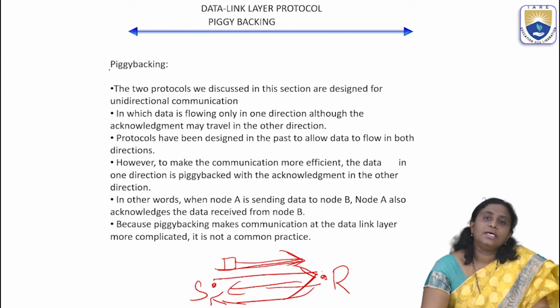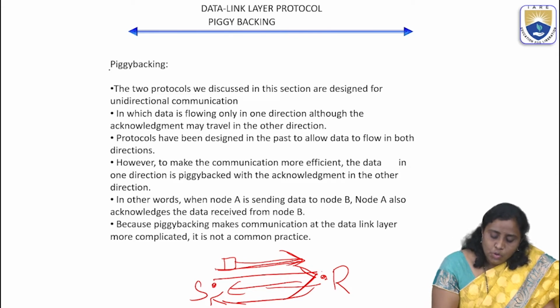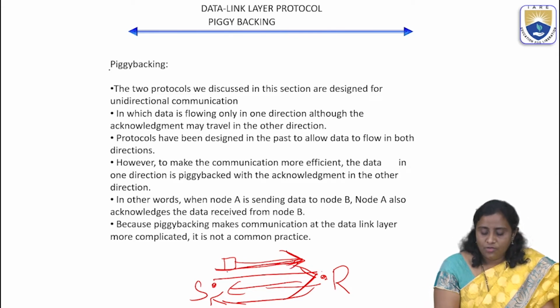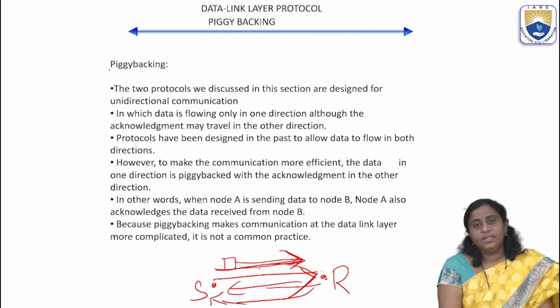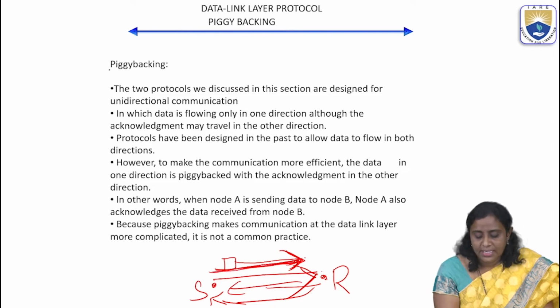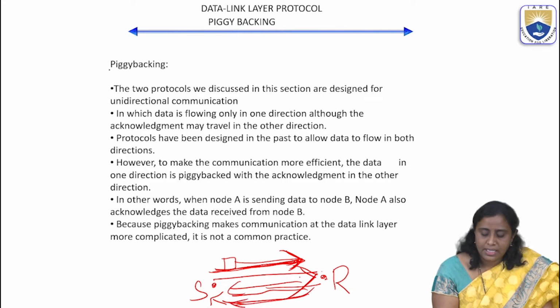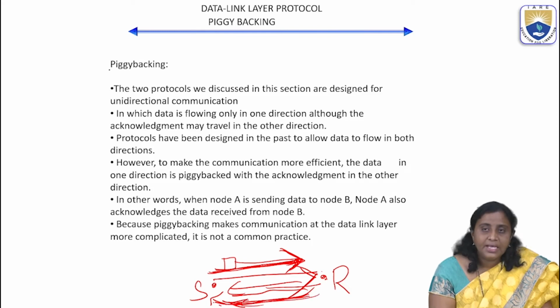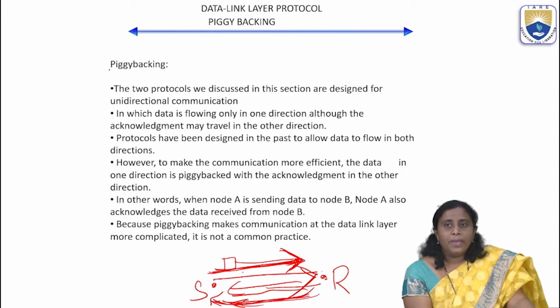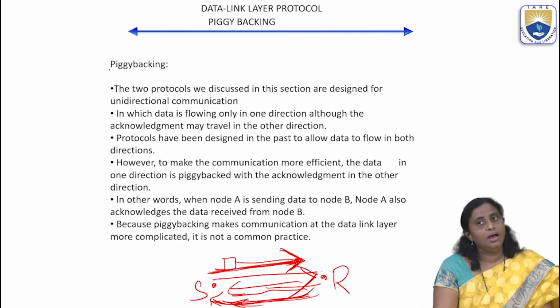And here the second point is that the protocols have been designed in the past to allow data to flow in both directions, not only to transmit the data or frames in one direction, but bidirectionally. That means sending the frames or packets in one direction, and acknowledgements in the other direction. That means sending the packets from the sender side and acknowledgement packets from the receiver side.